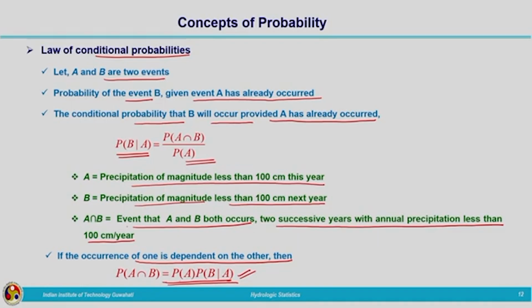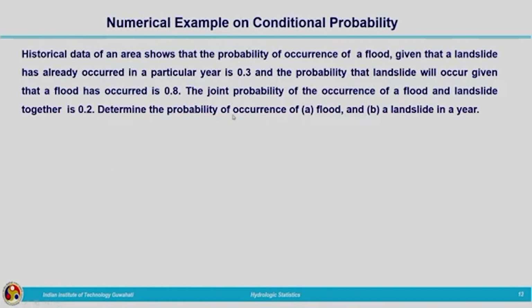Now, for understanding the concept of conditional probability, we can solve one numerical example. Historical data of an area shows that the probability of occurrence of a flood given that a landslide has already occurred in a particular year is 0.3, and the probability that a landslide will occur given that a flood has occurred already is 0.8. The joint probability of the occurrence of a flood and landslide together is 0.2. Determine the probability of occurrence of a flood and a landslide in a year. This is based on conditional probability. We need to solve the problem.